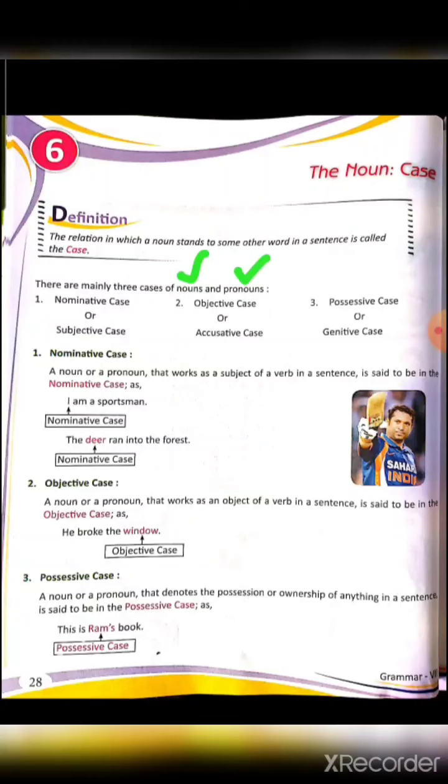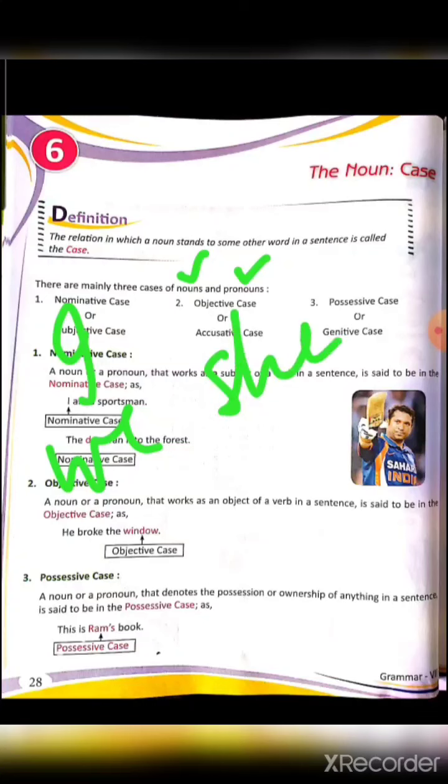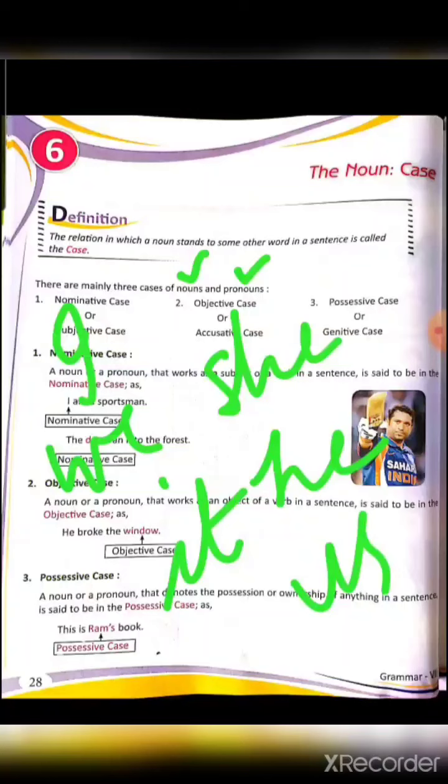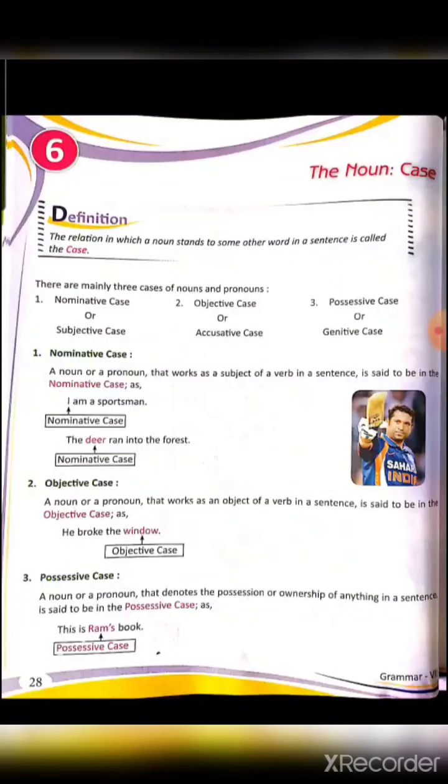And what is a pronoun? Pronouns are those words which are used in place of a noun, like I, we, she, he, it, us. So, there are three main cases of noun and pronoun. First one is nominative case or subjective case. Second one is objective case or accusative case. Third one is possessive case or genitive case. Now, one by one we will discuss in detail all these cases.